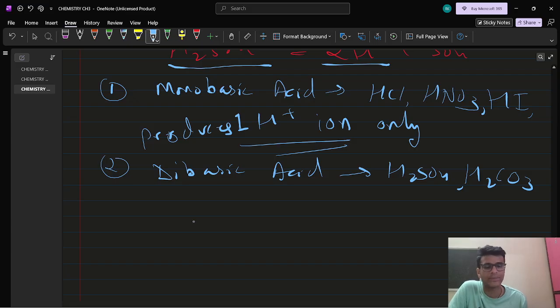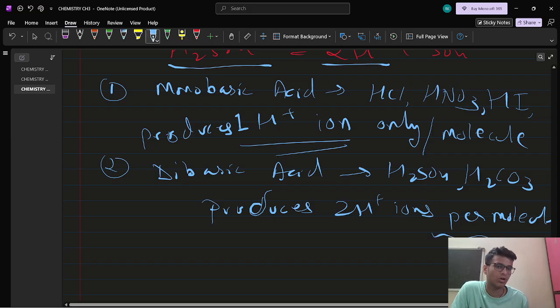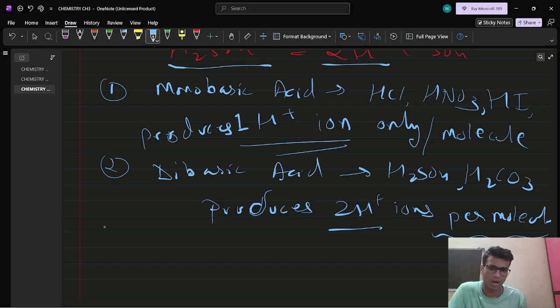H2CO3. Okay. So इसका भी dissociation I showed you. It produces two H plus ions. This is per molecule. Per molecule is important. सिर्फ दो नहीं आते. एक molecule के लिए दो आते हैं.